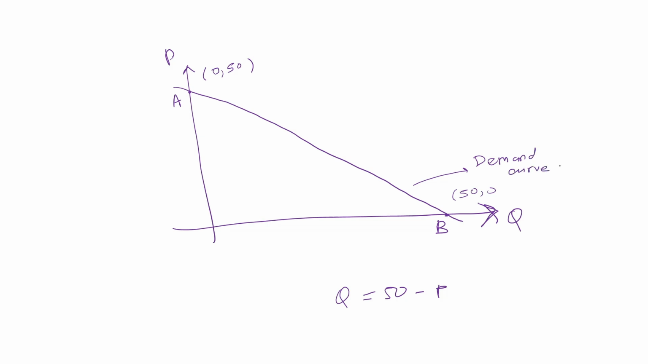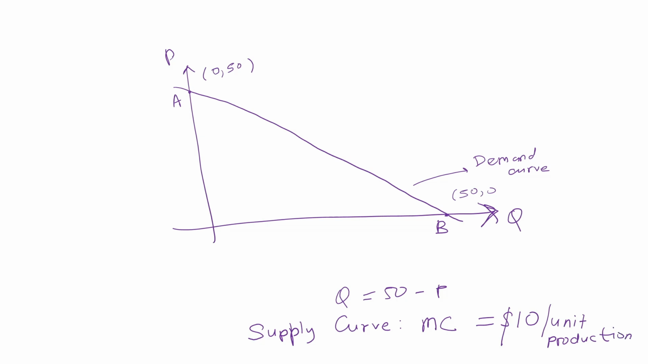Now, how will the supply curve look? In this case, the marginal cost of production is given as $10, so $10 per unit of production. How does the supply curve look like? MC is given, so how will it be?